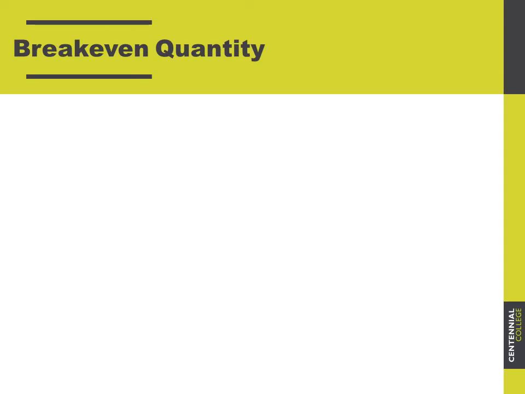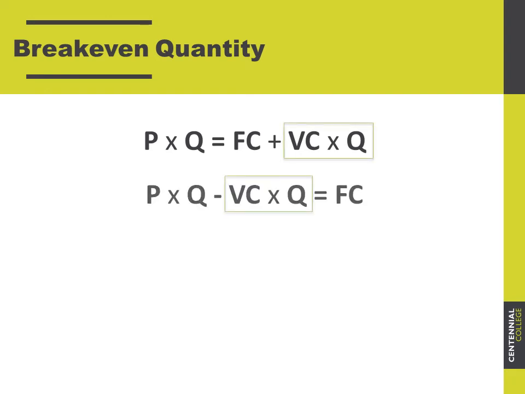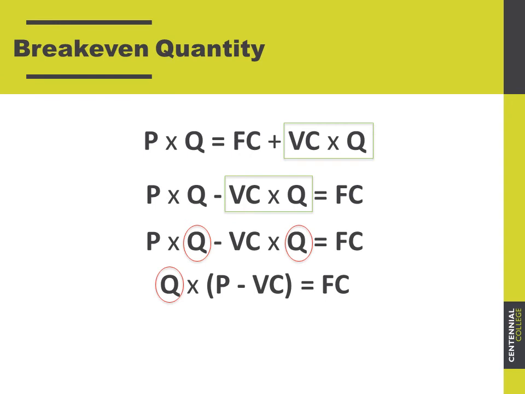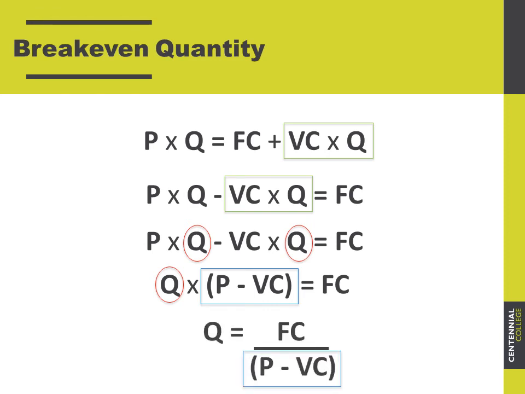To answer this question, we need to solve our break-even equation for Q, or quantity. We will need to rearrange the equation to isolate Q on the left side. First of all, we will move our total variable cost over to the left side as a subtraction. Then we will retain the like item, Q. And finally, we will divide both sides by P minus VC to isolate Q, or quantity, on the left side of the equation. Now we have an equation for break-even quantity. Quantity equals fixed cost divided by price minus variable cost.